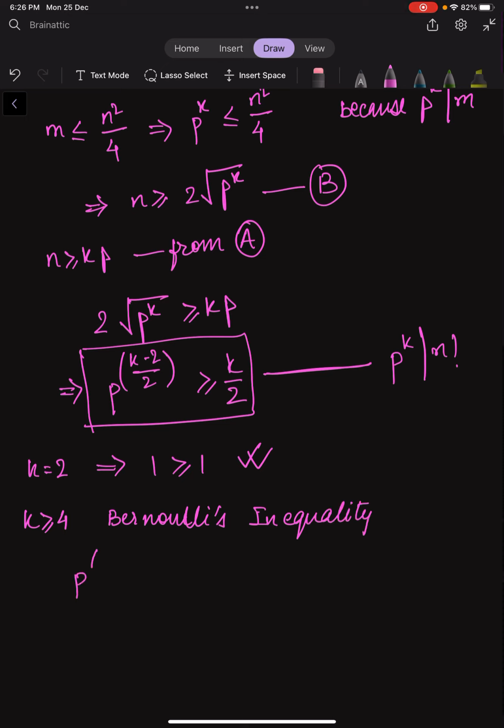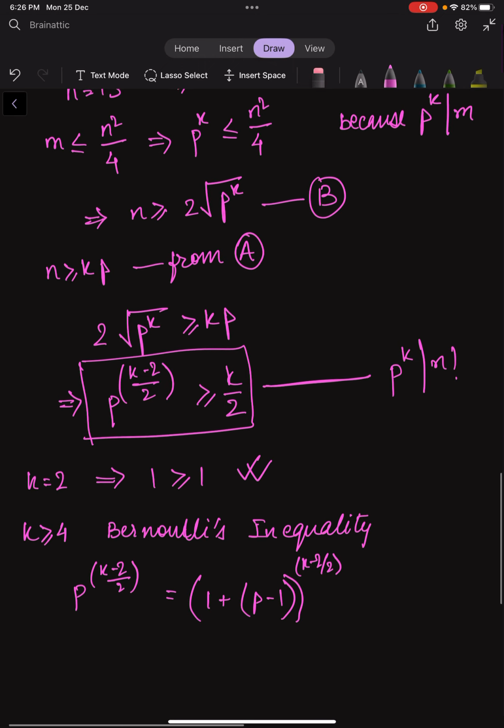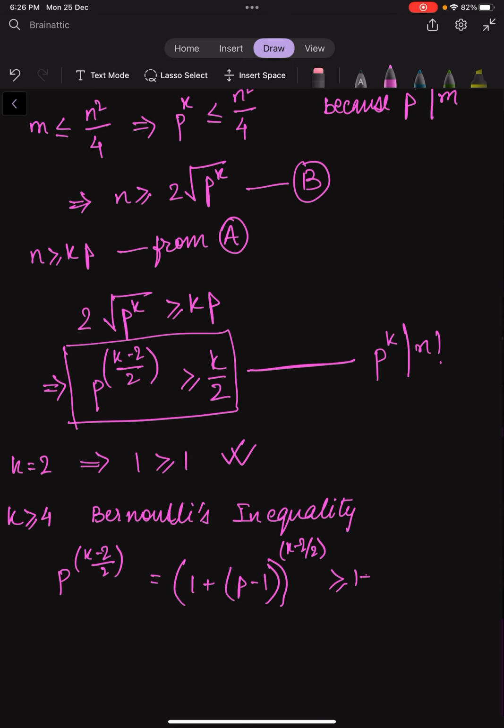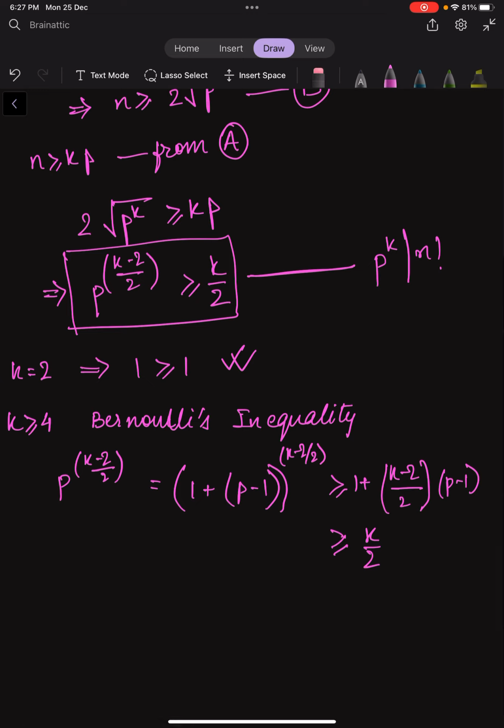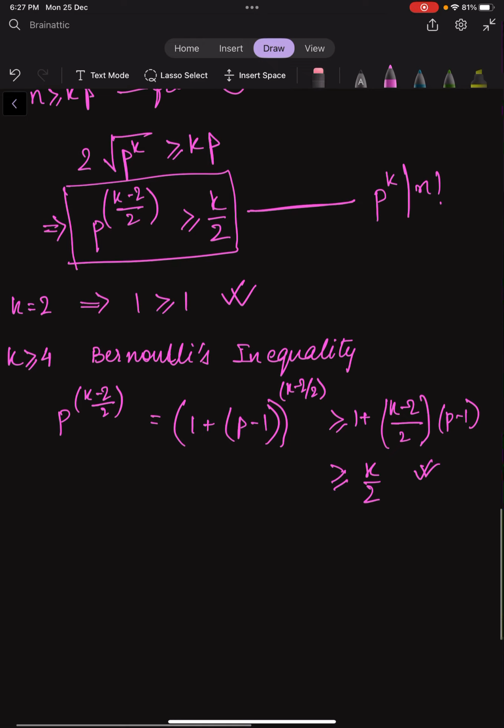So for p to the power (k-2)/2, we can write this as (1 + (p-1)) to the power (k-2)/2, which is definitely greater than 1 + ((k-2)/2)(p-1). This is definitely greater than k by 2. So we have proved for k equal to 1, we have proved for k equal to 2, we have proved for all the cases for k greater than or equal to 4.